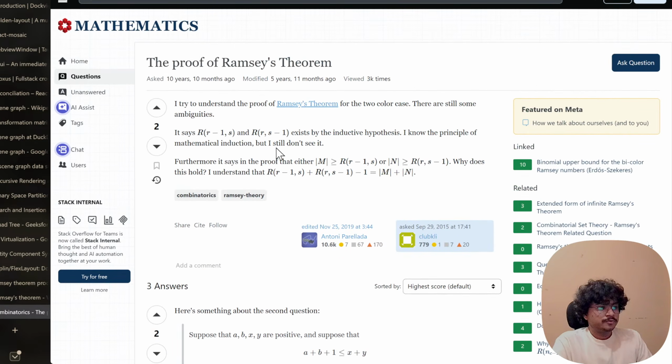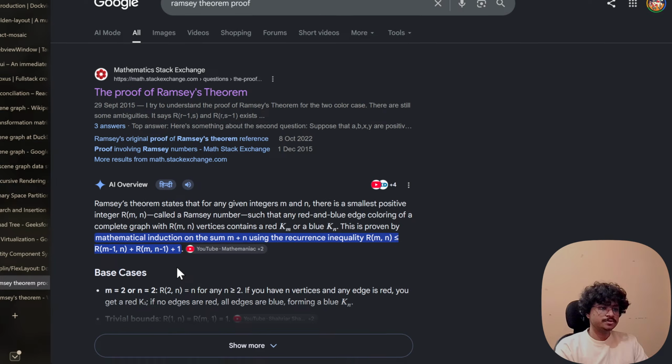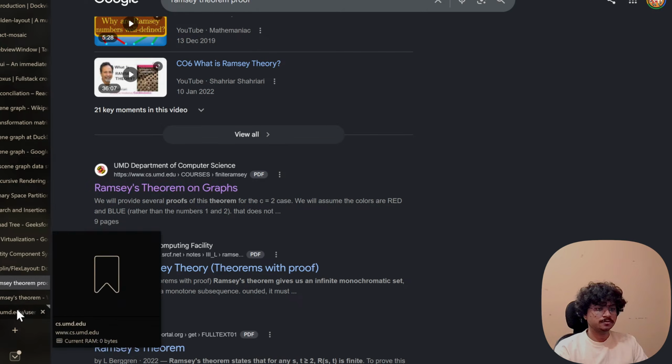Proof by two colors. What is this two colors case? Ramsey's theorem on graphs.